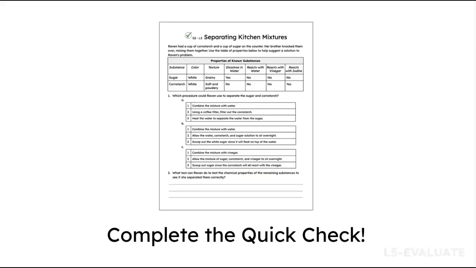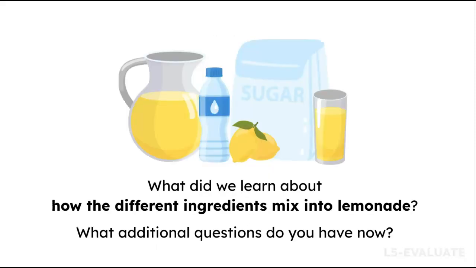For the Evaluate portion, you'll have students work in pairs to complete the Quick Check using the Separating Kitchen Mixtures Student Journal page. To support student sense-making across the unit, you'll orient them back to the driving question board. You'll ask, what did we learn about how the different ingredients mix into lemonade? And what additional questions do you have now?